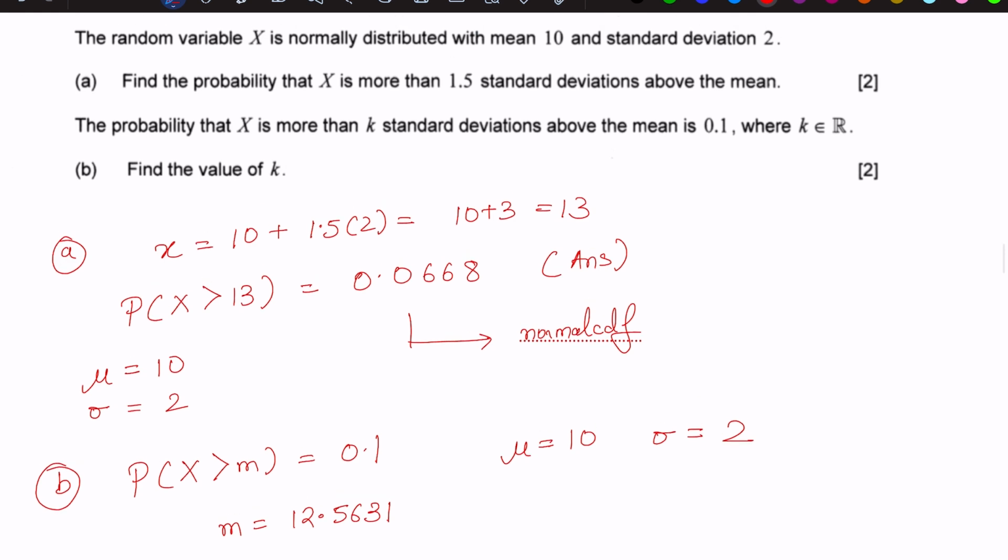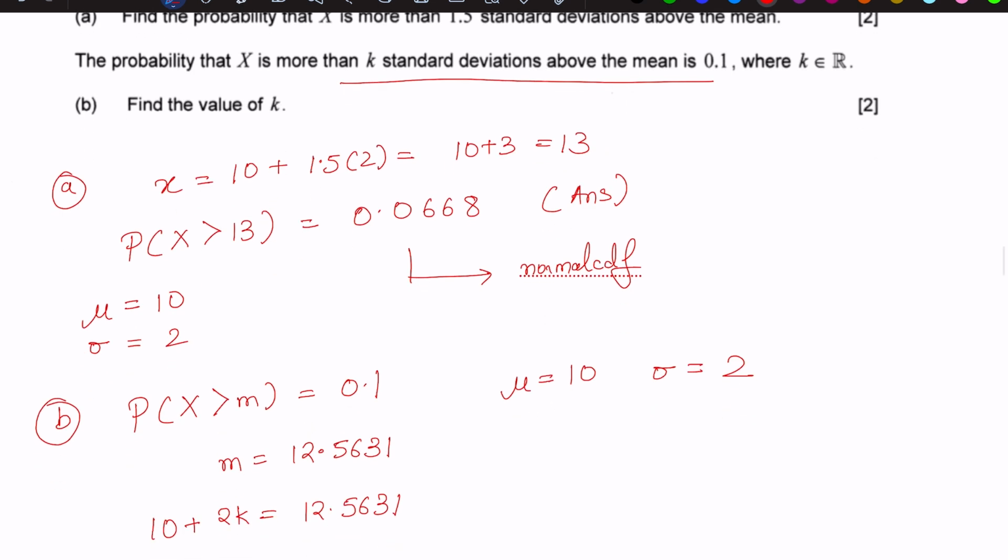Now it says k standard deviations above the mean, so mean 10 plus 2 times k should be equal to 12.5631. So from here, if I simplify this, the value of k would be 1.282.